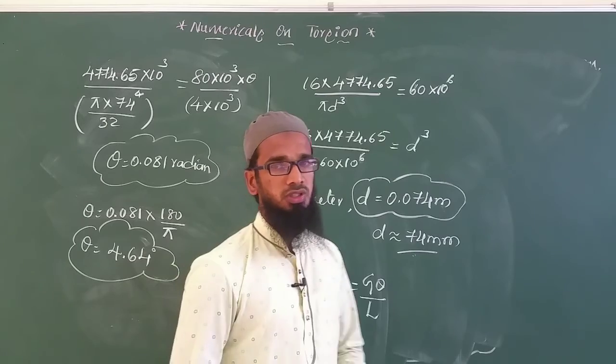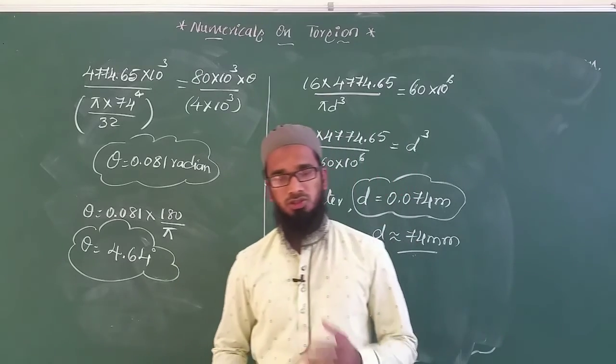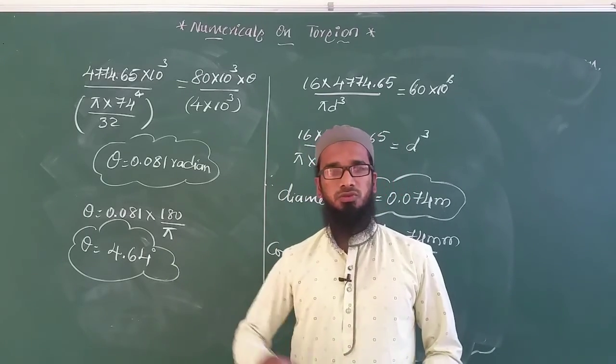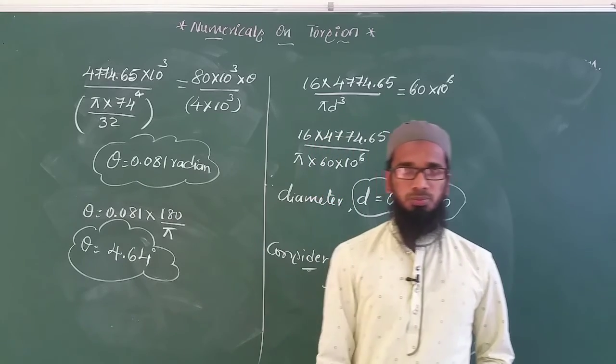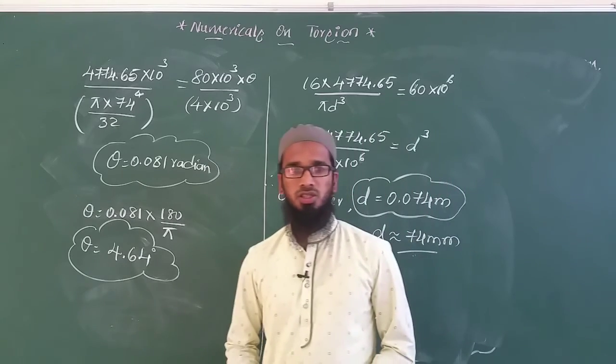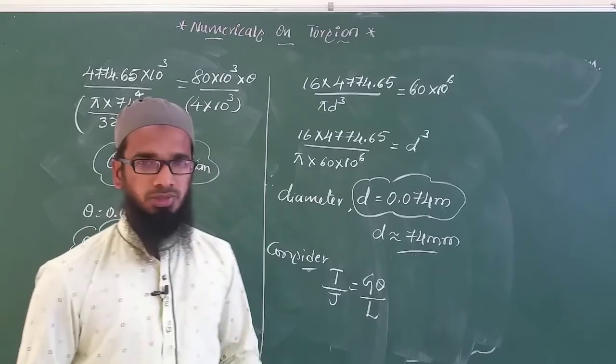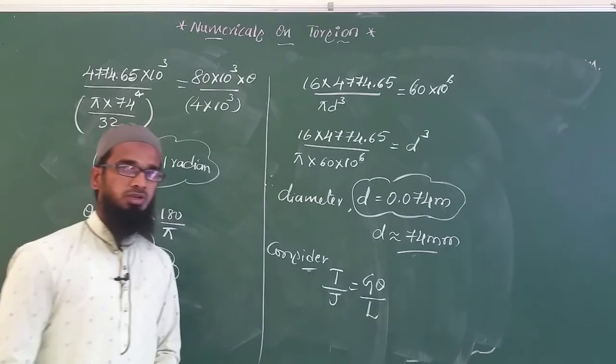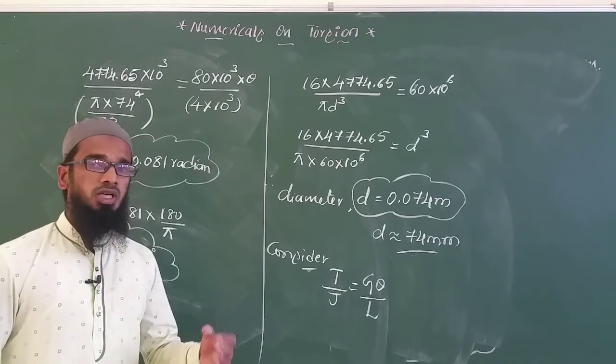It's very simple. The only thing we have to remember is the torsion equation. Along with that, once the power is given, we have to remember that power P is equal to 2 pi N T by 60. Based on that we can solve and find out the diameter as well as the angle of twist.